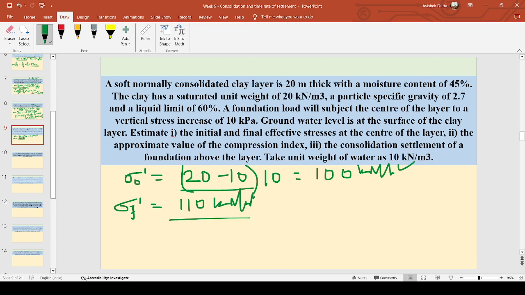Now the approximate value of compression index. This is very easy. Compression index formula we all know, from the first few chapters we have learned, 0.009 into liquid limit minus 10. What is the liquid limit? It has been told 60%. You will take over here 60 minus 10, that is 50, into 0.009 will give us a value of 0.45, isn't it?